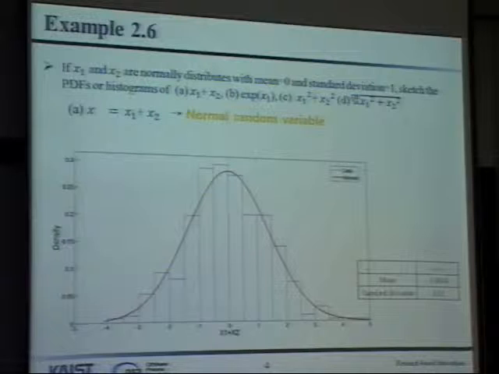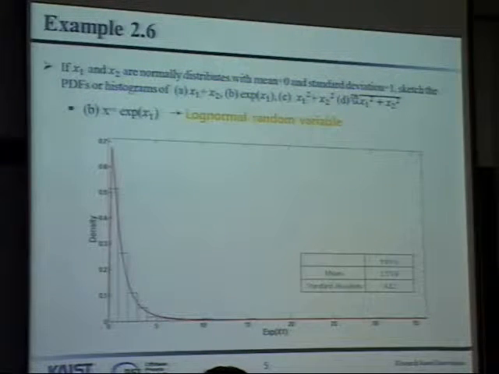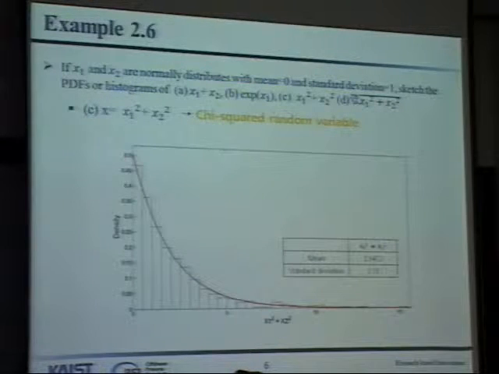And when x1 plus x2, it becomes also a normal random variable. You also can see the graph, which is normally distributed. And when we take the exponential of x1, it becomes a log-normal random variable. And x1 squared plus x2 squared becomes a chi-squared random variable with this graph.